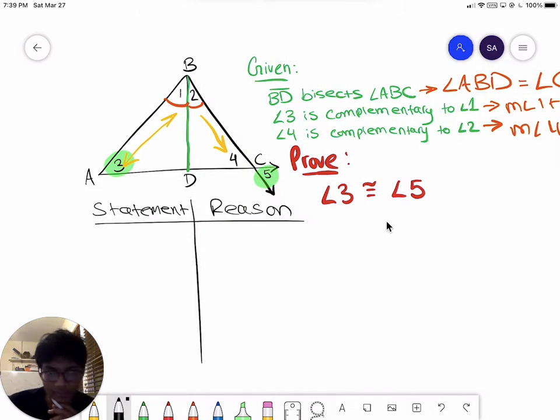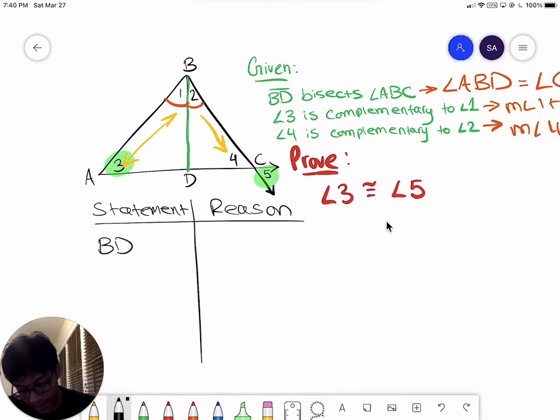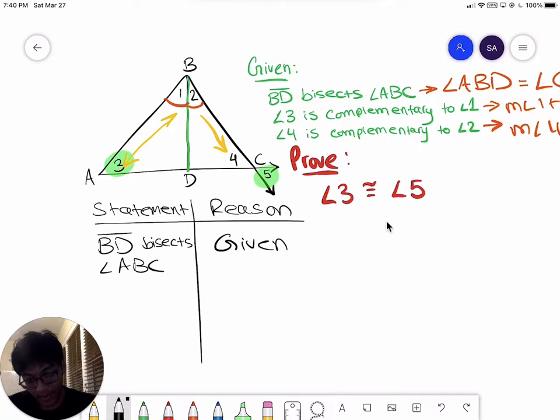So here's what I'm going to say. I'm going to say that line segment BD bisects angle ABC. And how do I know that? Well, that's given. The people who made the problem gave that to me. They told that to me. I know that from the top, from the beginning.